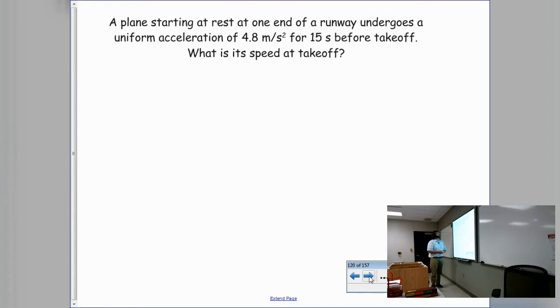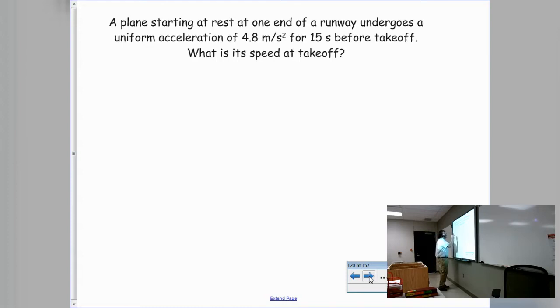So here's a practice problem. A plane is starting at rest at one end of the runway, and it undergoes a uniform acceleration of 4.8 meters per second squared for 15 seconds before takeoff. What is its final speed at takeoff?